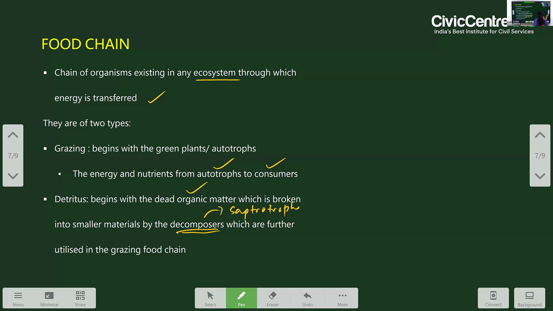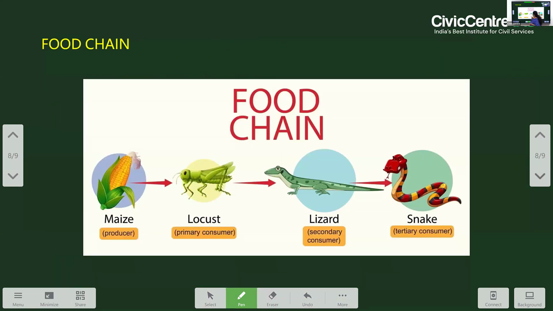Now, moving on, let's see it through an example in a picture.